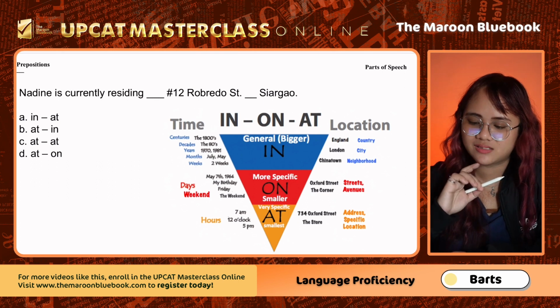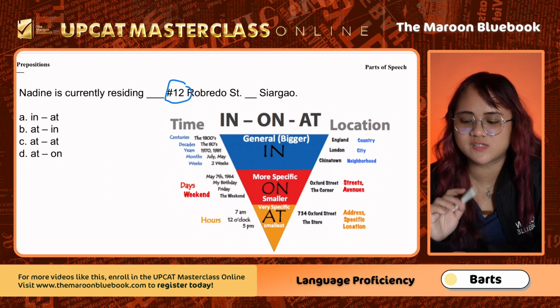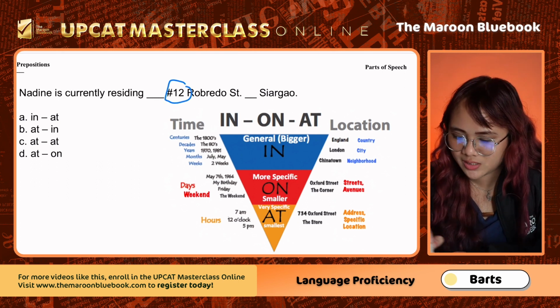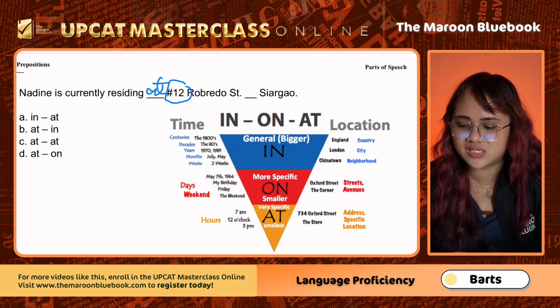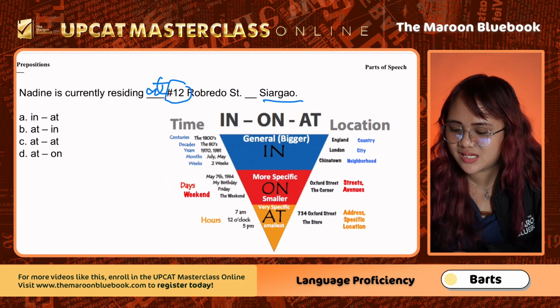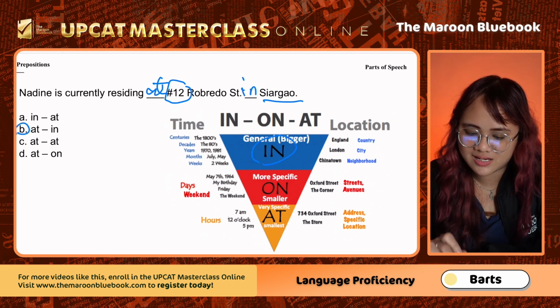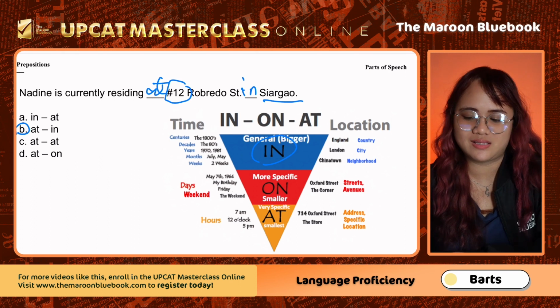In this item, we have number 12, so it's very specific. We're gonna use at number 12, Robredo Street. Siargao is a city, so we're gonna use in. The answer is letter D, at and in.